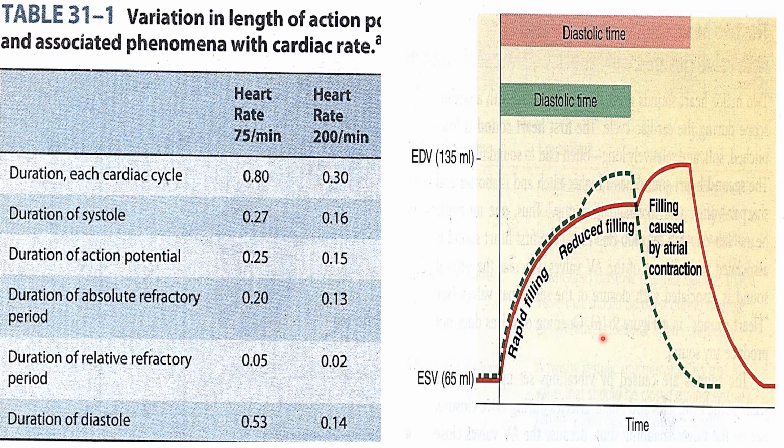After understanding this, now let's go here. Heart rate, if it is 75 beats per minute, what happens? Each cardiac cycle is of a duration of 0.8, and the duration of the systole here is 0.27. Duration of the action potential is 0.25. Duration of the absolute refractory period is 0.20. Duration of relative refractory period is 0.05, and duration of the diastole is 0.53.